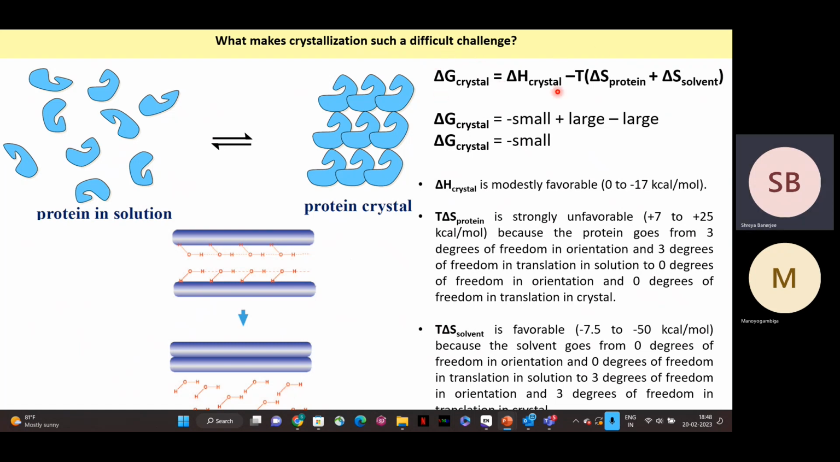So basically, if you look at this thermodynamic equation, the enthalpic change of the crystal formation is small, but it is favorable, so it is shown by negative. While the delta S protein term is large and it is unfavorable, so it is shown by a positive term. The delta S of the solvent is also large and it is favorable, shown by negative. So if the two large terms cancel out, you can see that the free energy of formation of the crystal is small, but it is modestly favorable. Because of this, crystallization is a pretty difficult challenge.